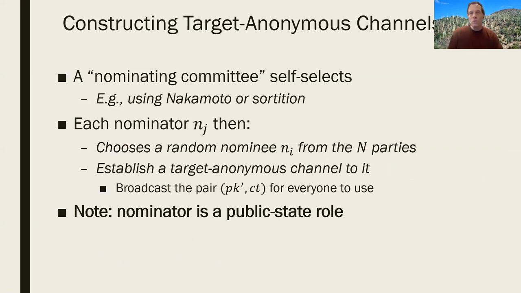And for that, we use a second committee. We use a nominating committee whose job it is to establish these channels. Now, the work in this committee, which is the steps that I showed in the previous slide, is a public state role. I mean, I didn't need any prior knowledge other than the public keys of everybody in order to do this job. So this committee can self-select because it's a public state role. And then each nominator, N_j, chooses a random nominee, N_i, from among the N parties and establishes a target anonymous channel to it, just like we said before. And then it will broadcast the corresponding ciphertext and public key to everybody to use. So this is how we go about establishing these channels.